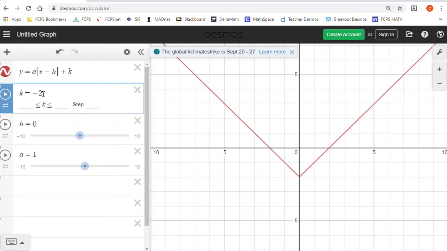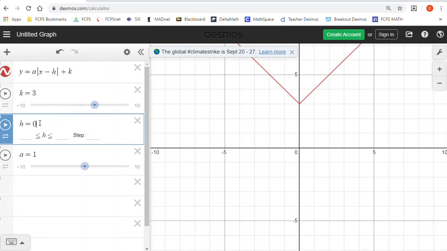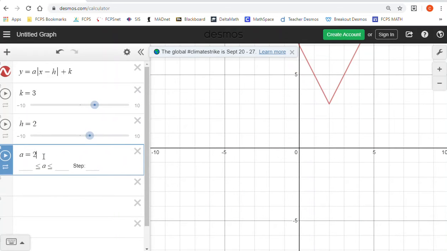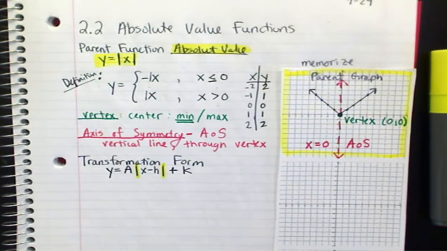If I pick values for H and K, can you graph it? If you have values for A, H, and K, can you put the vertex in the right place? Can you count the lines, the slopes in the right way? This is right 2, up 3, slope in quotes of 2, because the slope is negative and then it's positive. Okay, let's try it. Let's write down what A, H, and K are doing to my parent graph.